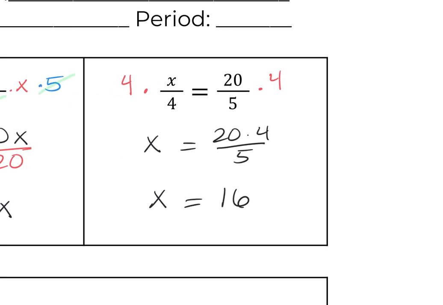And last one, again, the x is not in the denominator of either of these. It's up in the numerator. So all I need to do is multiply by 4. That allows those to cancel out. And I just get 1x is equal to 20 times 4 divided by 5, which is 16.